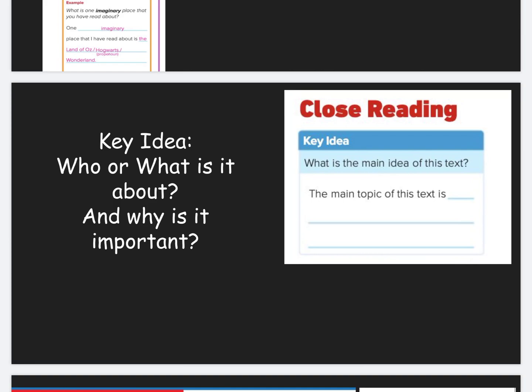Dystopian literature. Right? So up in the top right-hand corner where it says, what is the main idea of the text? Going to fill out that. The main topic of this text is dystopian literature. What does the author want us to know about dystopian literature? That it's imaginary. Okay, so you're going to fill in, the main topic of this text is dystopian literature, and that it's imaginary.